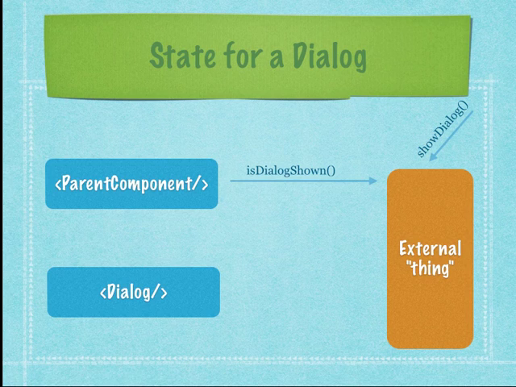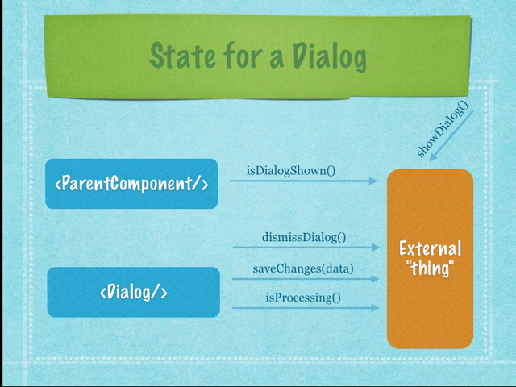And then, if the dialog is actually rendered, then the dialog will be able to call dismiss dialog when the cancel button is hit, or call save changes when the save changes is clicked. And the dialog is going to ask the external thing, is processing, so should I show a spinner, or is there an error, should I show an error message? This is the kind of thing that we want to ask of this.